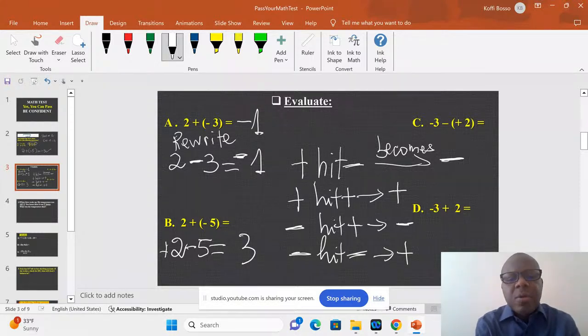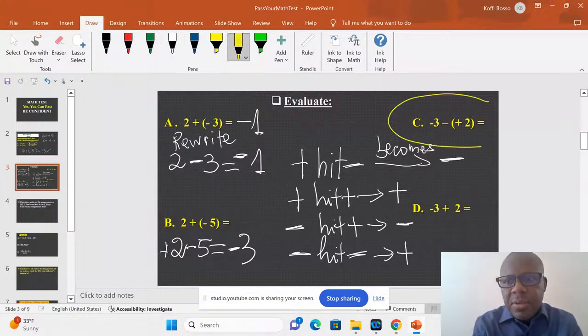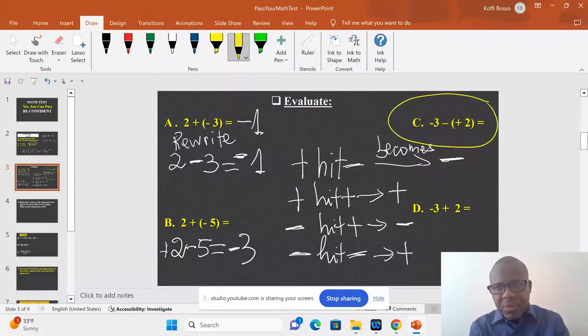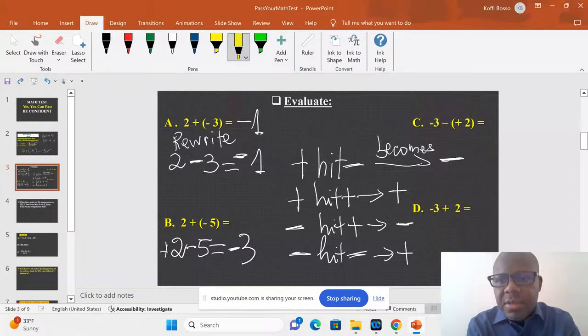And now what is the sign of that large number here? 5 is the large number, and the sign of 5 is negative. So the answer will be negative 3. Okay, on the other side, if I want to use the same process, so again, I take a negative 3.